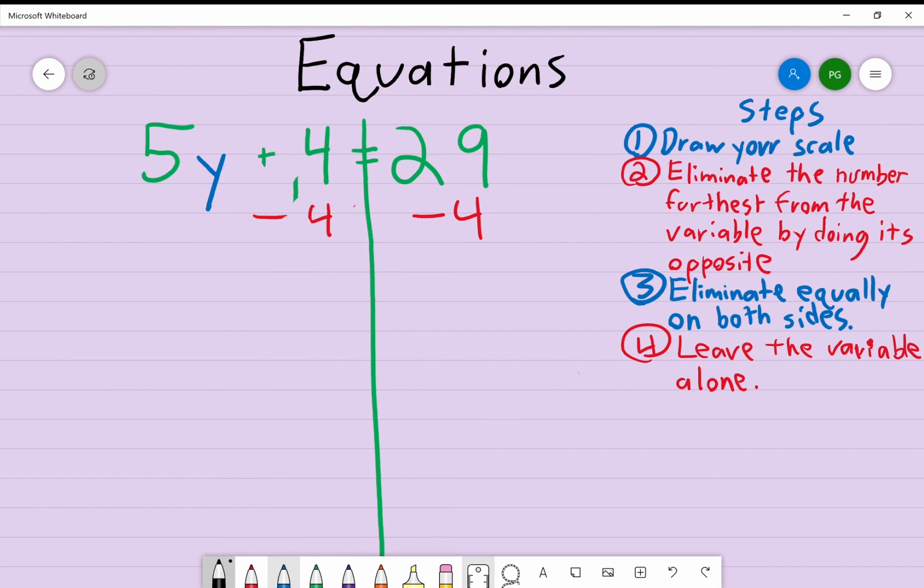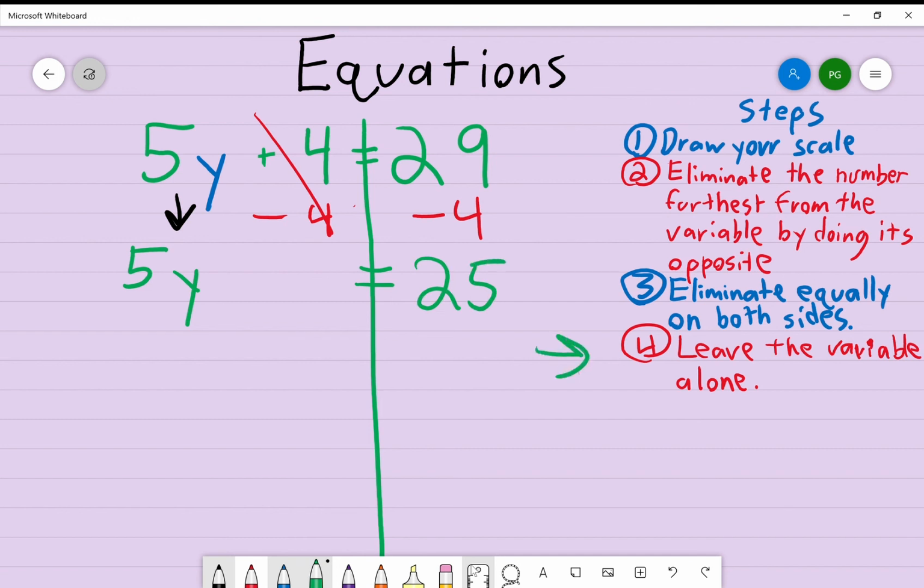Okay, so I bring down the 5y. I haven't changed that, I haven't touched it, so I can just bring it down. 4 minus 4 becomes 0. They cancel out. Okay, I don't have to bring that down. I bring down my equal sign, and 29 minus 4 equals 25. Good, almost done.